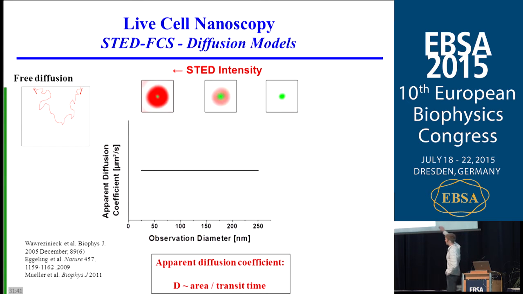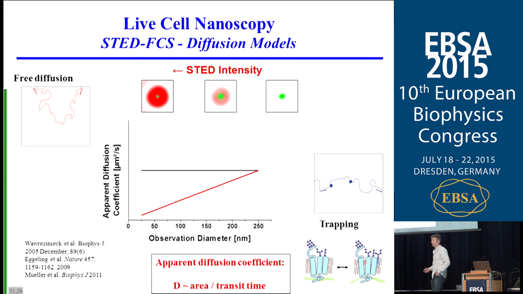So this is just a sketch. Apparent diffusion coefficient, observation spot diameter. For free diffusion, we expect a constant. Because no matter at which spatial scale we look at the diffusion, it should be the same because it's free diffusion.